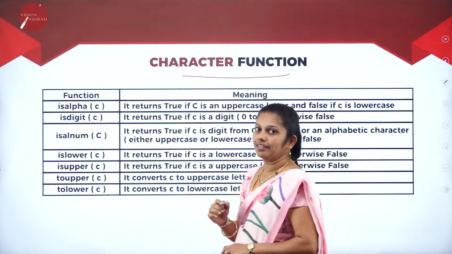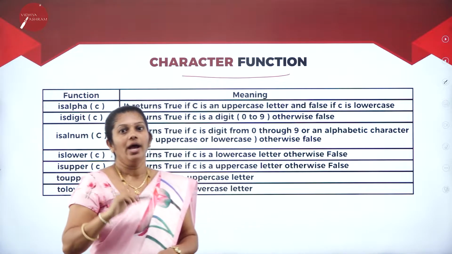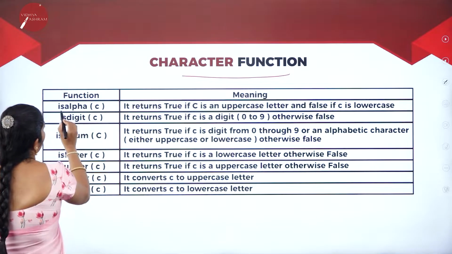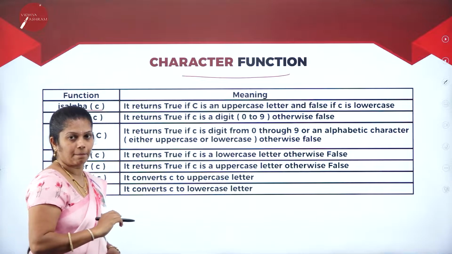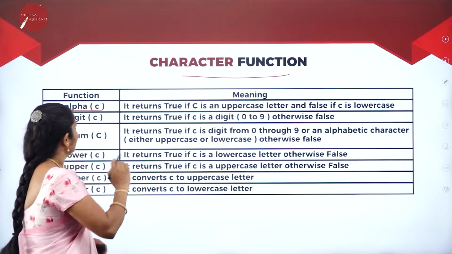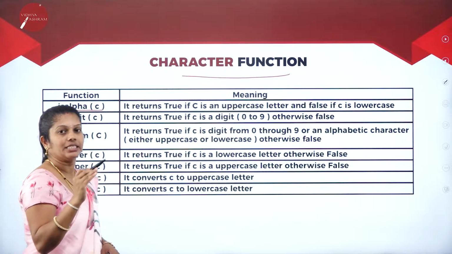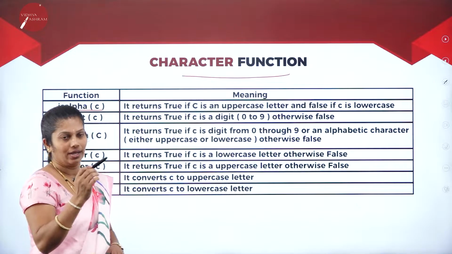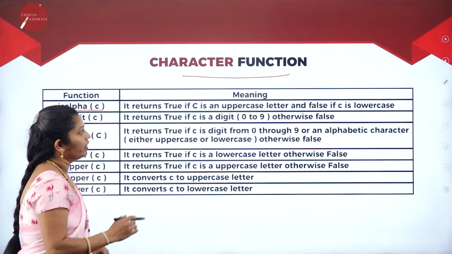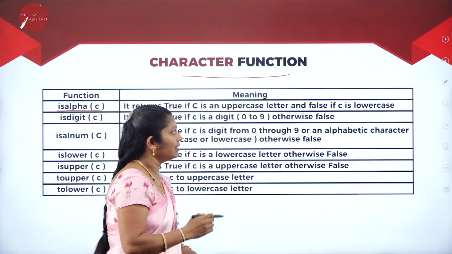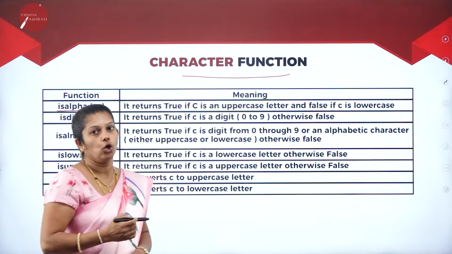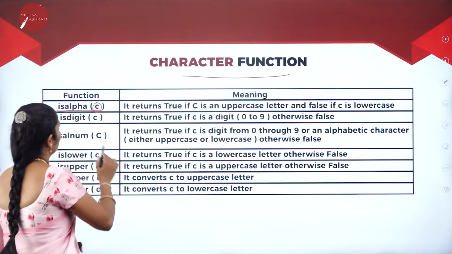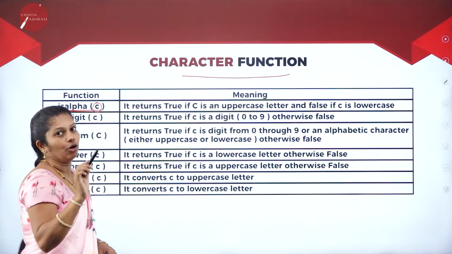Already I told you a character function handles only one character, which is opened as well as closed by single quotes. Under that we have the isalpha function. The name itself suggests what it does: it checks whether the given character is an alphabet or not. It returns true if C is an alphabet letter and false otherwise. Whichever character we write, it will check whether it is an alphabet or not.